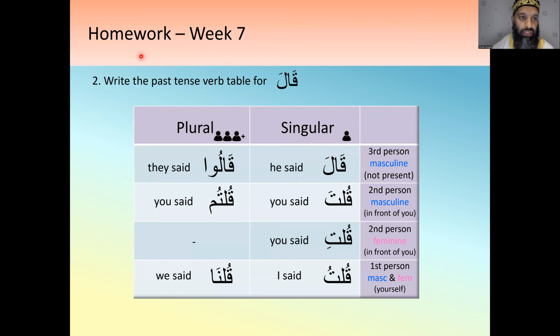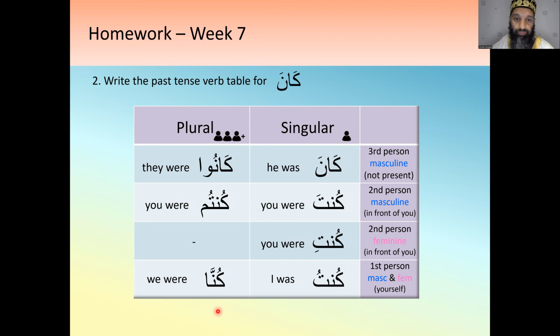Next one was learn the table, the past tense table. So qala, qalu. Over here, you have to remember that a weak verb has a bit of a problem. There's a problem putting the weak verb in the table. You have to make an adjustment somewhere. And over here, the adjustment is the qaf gets a dhamma for this verb. So qulta, qultum, qulti, qultu, qulna. So just a matter of learning the table.